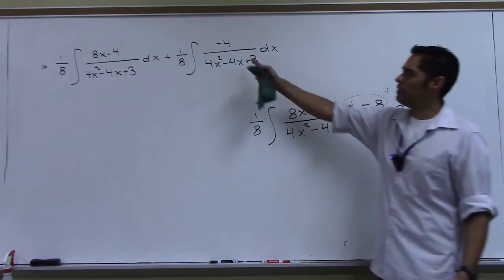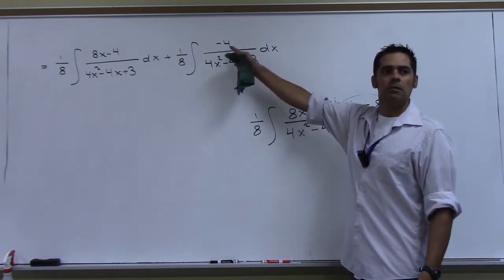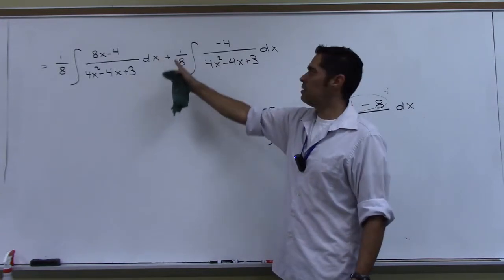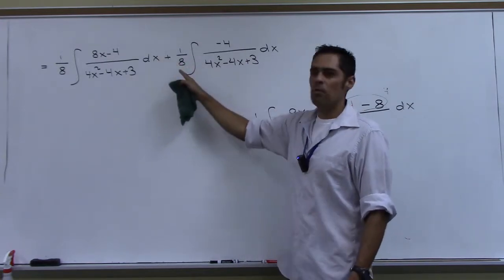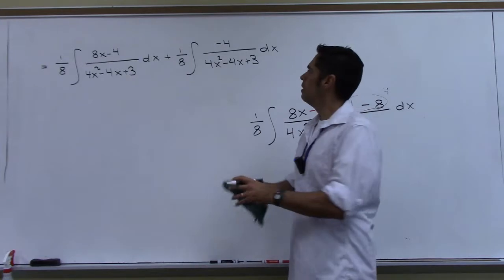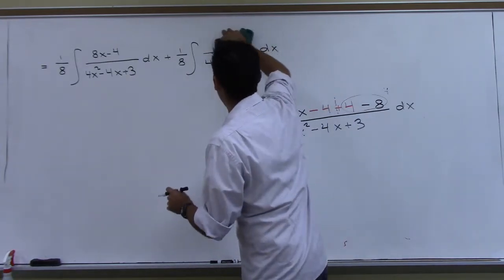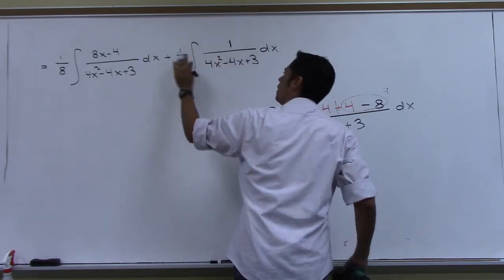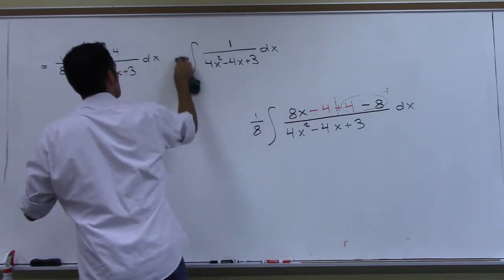Can I do anything with this -4? I could take it out, right? And then I could turn this into a, what? -1/2? Is that all right if I do that? Okay, so change that to a 1 and change this to a -1/2.